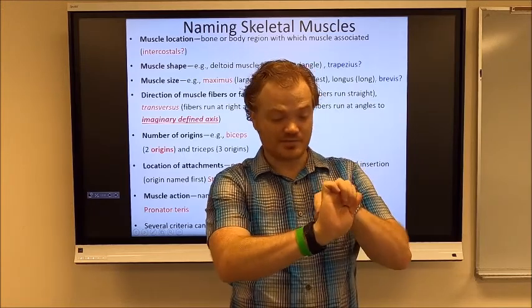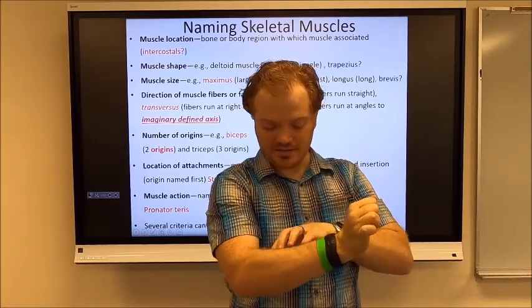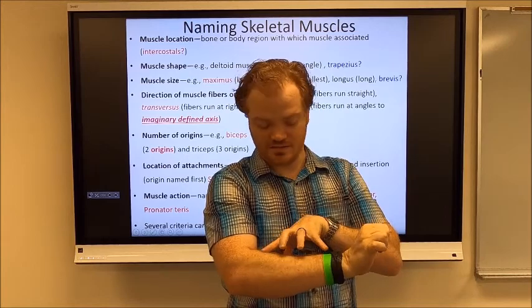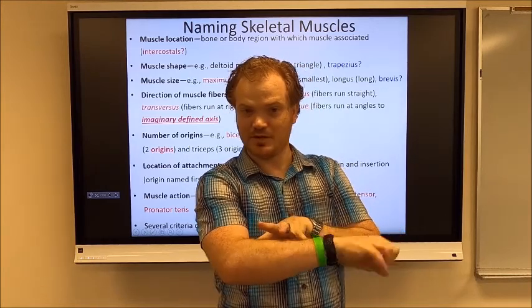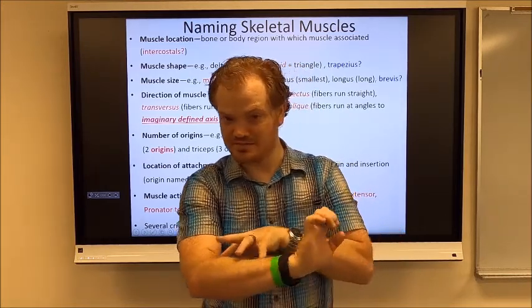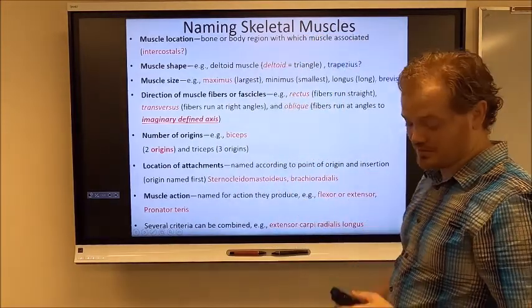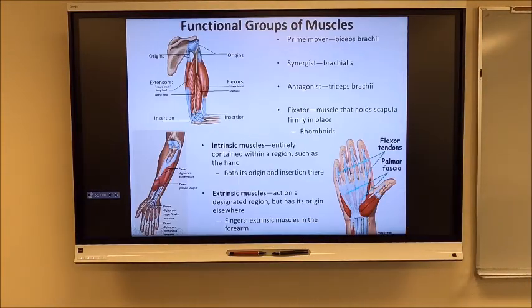Extensor carpi radialis longus. Extensor, it's going to be up there. Carpi comes down to the carpals. Radialis, it's over the radius. Longus, it's the long one. It's right there, okay? You can feel it inside your arm. That's how this works. It's a neat process.